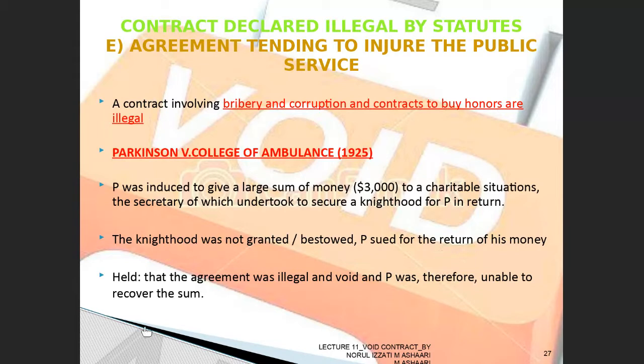But it was held at the end of the case that the agreement was illegal. So when it is illegal, it is considered as void and therefore he is unable to recover the sum of money that he already paid earlier, the 3,000 pound. Okay, the 3,000 pound that he has paid earlier.